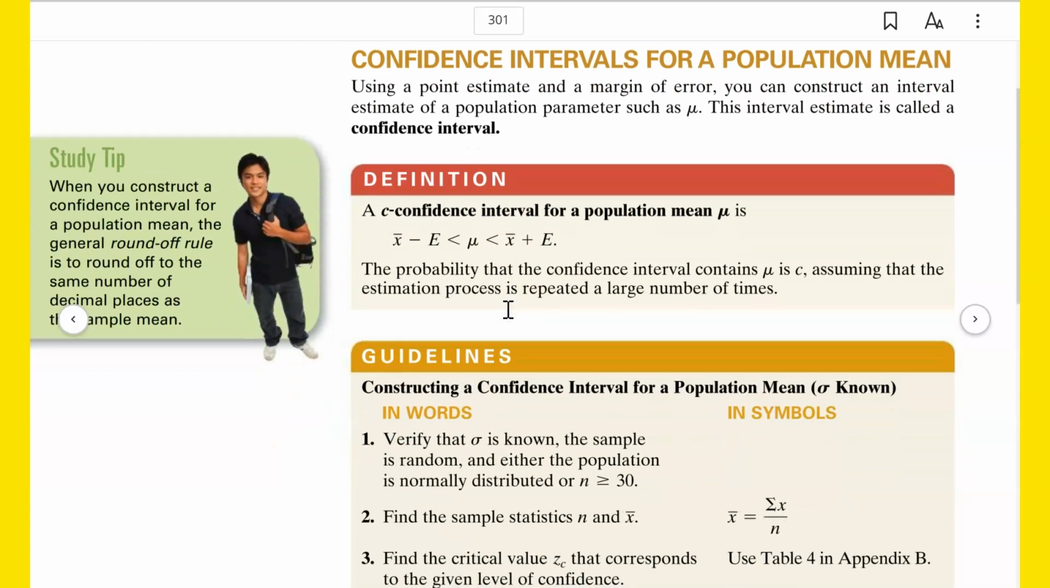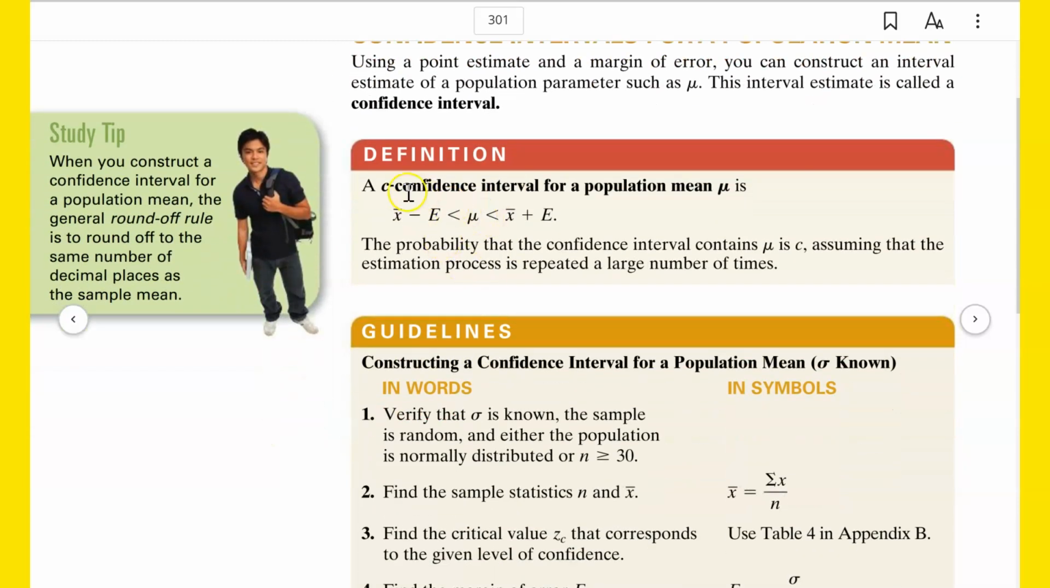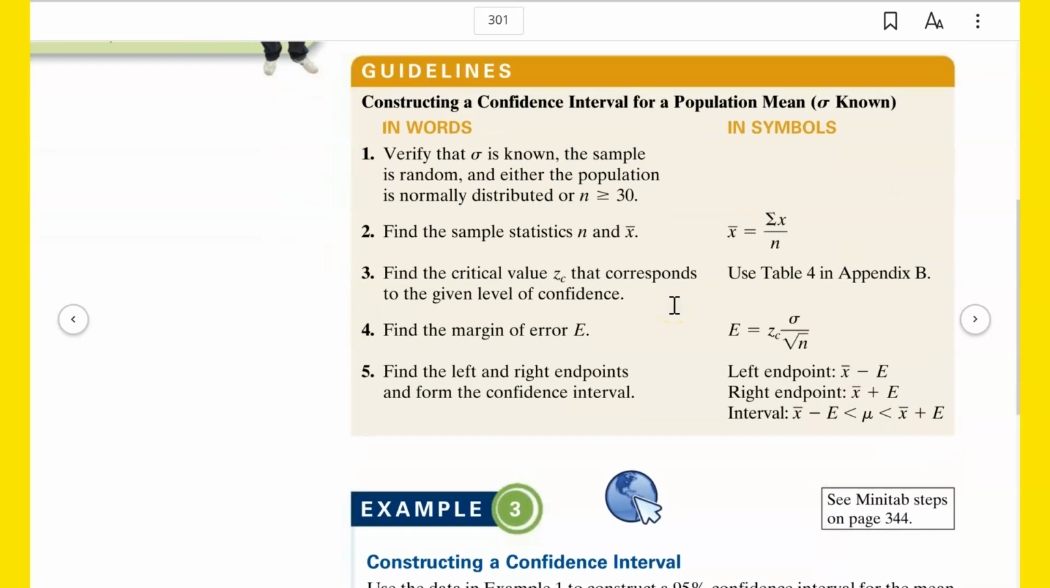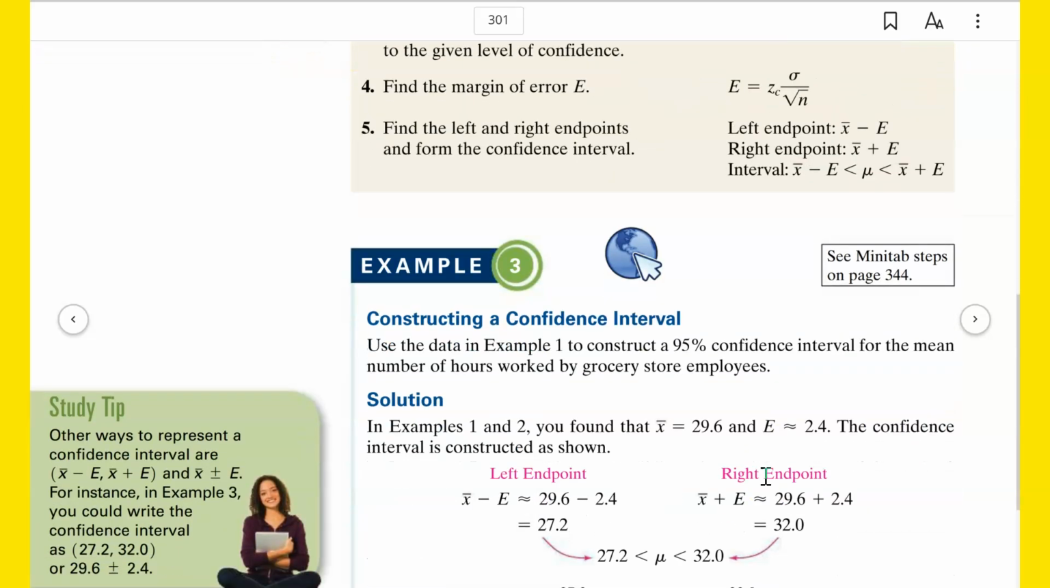That's what this page is going to teach us. The confidence interval is what we have to do: take the sample mean and subtract the margin of error, and take the sample mean and add the margin of error, and say that mu is somewhere between those two final values, a low value and a high value, with some percent of confidence. You can read these guidelines if you want to. Pause it and read those guidelines, see if it makes more sense to you.